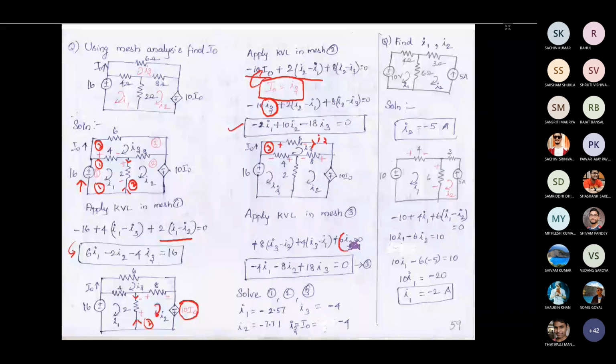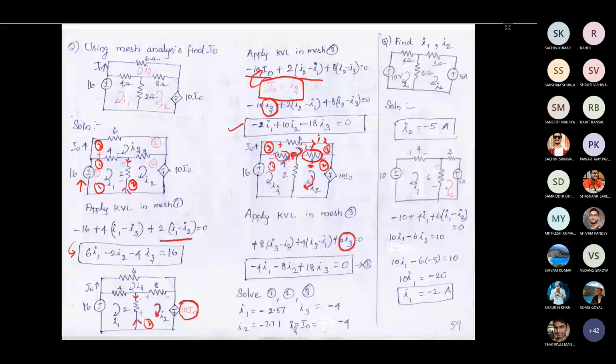Then this 8 ohm resistor is a common branch between mesh 3 and mesh 2. So in that case, 8 into I3 minus I2. So that is this mesh current and this mesh current, I3 minus I2. Then this 4 ohm resistor is a common branch between the third mesh and the first mesh.